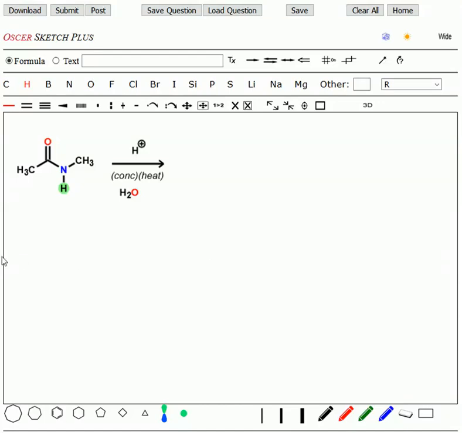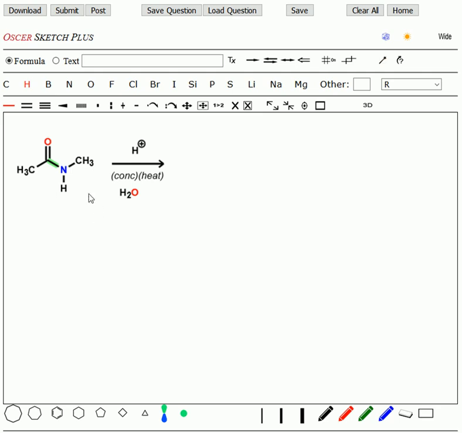In this video, we're going to discuss the acid hydrolysis of an amide. Now, the interesting thing is the mechanism is essentially identical to the acid hydrolysis of an ester. The difference is amides are much more stable than esters. This is a secondary amide. It's quite stable, more stable than a primary amide, a lot more stable than an ester.